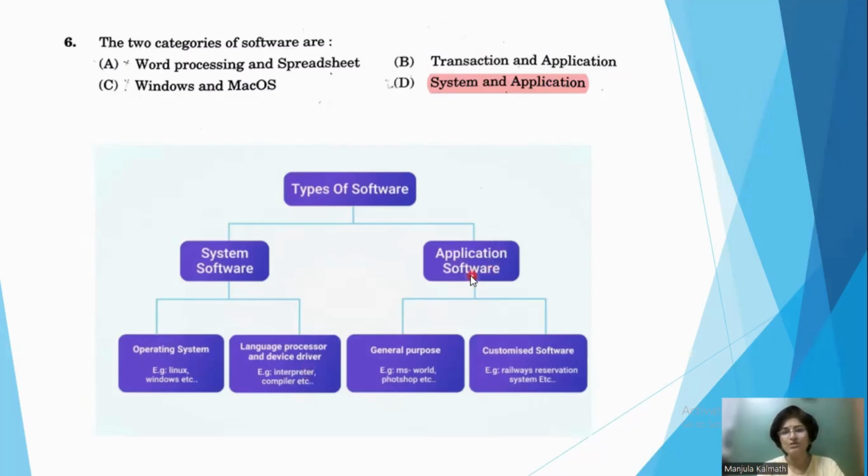And then comes application software. In application software, again, we have two types: general purpose as well as customized software. General purpose software means these are ready-made application programs which are developed, and these programs are used in different fields.